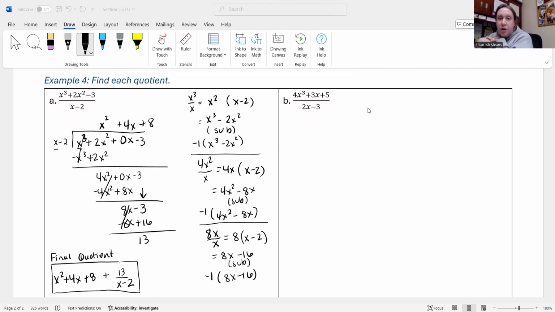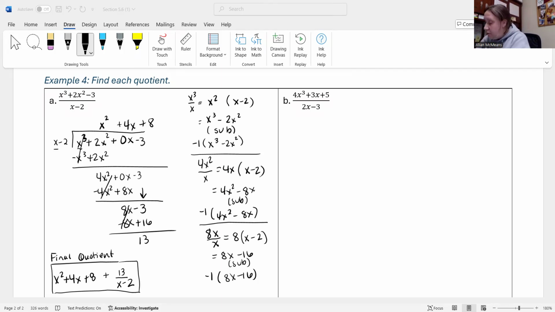Okay, so for part B, we have 4x to the third plus 3x plus 5, and we're going to divide that by 2x minus 3. So again, we're missing a term in our dividend. Our dividend goes from the x to the third, so degree 3, all the way to degree 1. We're skipping that degree 2 term, so we need to make sure when we rewrite this for long division, we fill in that missing term.